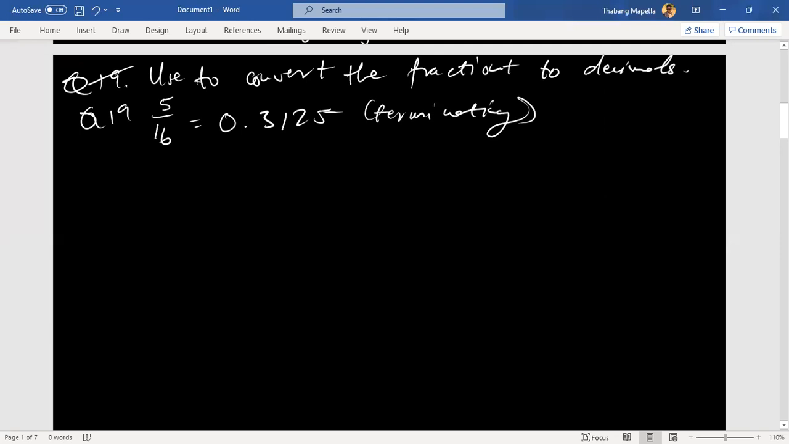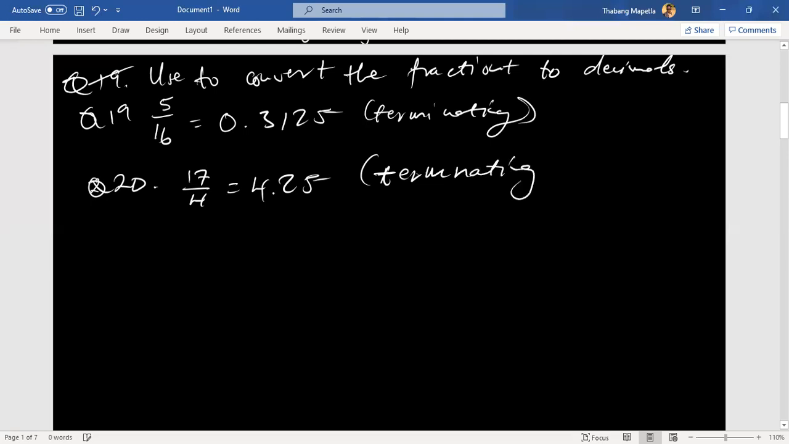Let me check number 20. 17 over 4. 17 divided by 4. It's terminating. It's 4.25. Let's check another one. It is terminating. I'll write T for terminating. And then question 20.